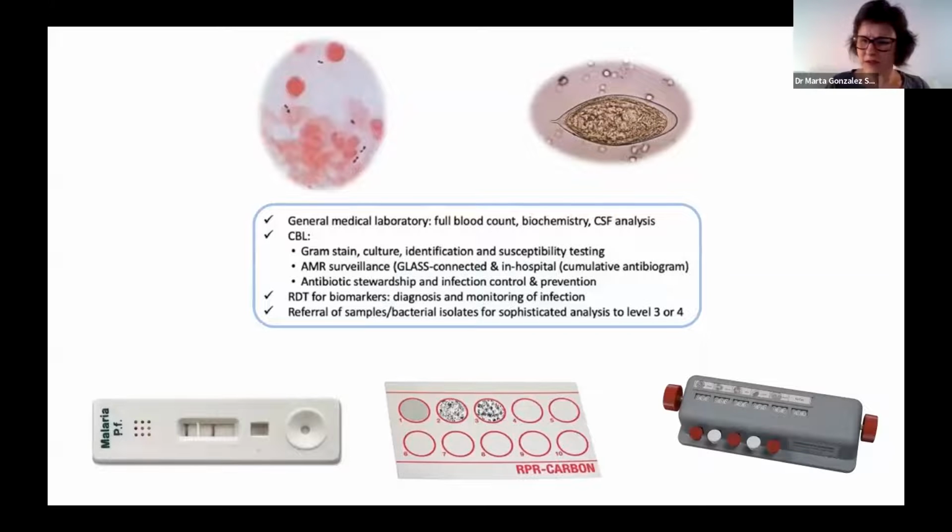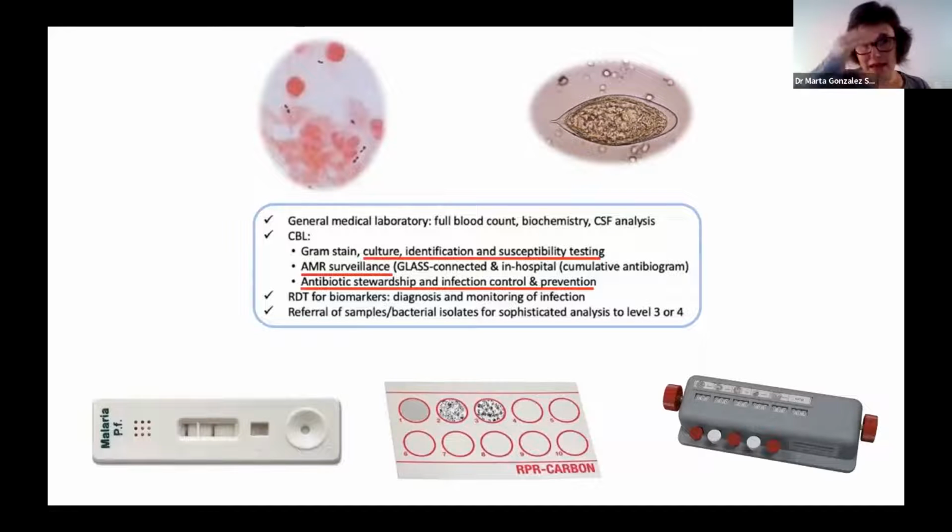I don't know if any of you have done that ever, but it's really painful and it's very time consuming. And then we could do Gram stains, and we could do basic parasitology, looking for, in this case, schisto eggs. We had RDTs, of course, for malaria, for example, and we could do some other basic tests like agglutinations, RPR for syphilis.